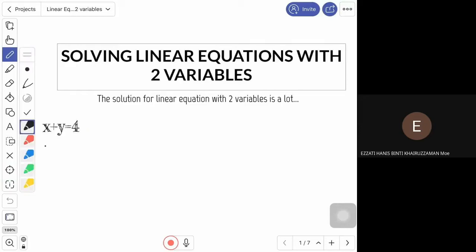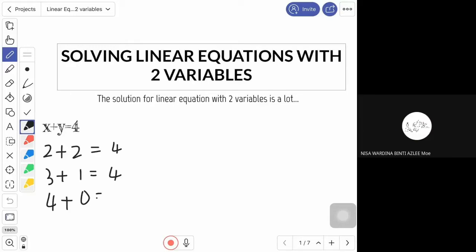Okay, 2 plus 2 equals to 4. Again, 3 plus 1 equals to 4. 4 plus 0 equals to 4. Again? Negative. Any more? Negative 2 plus 6. Very good. Okay. Negative 4 plus 8 equals to 4.